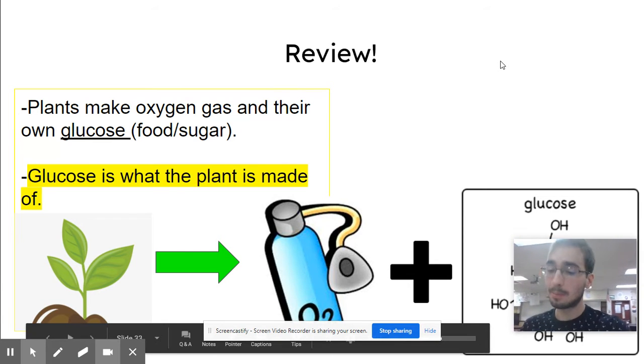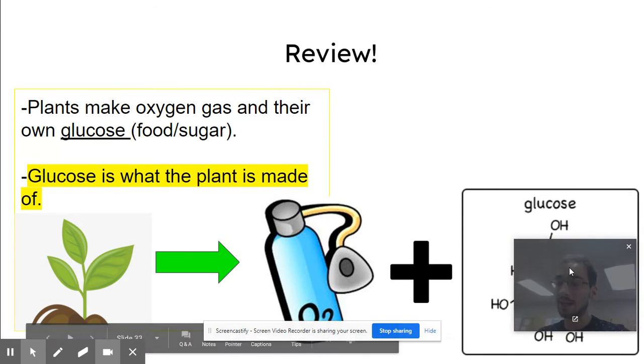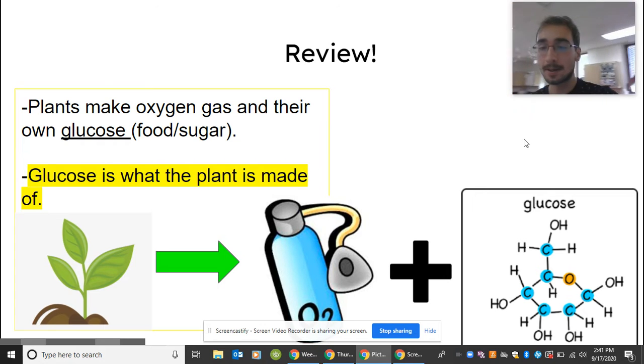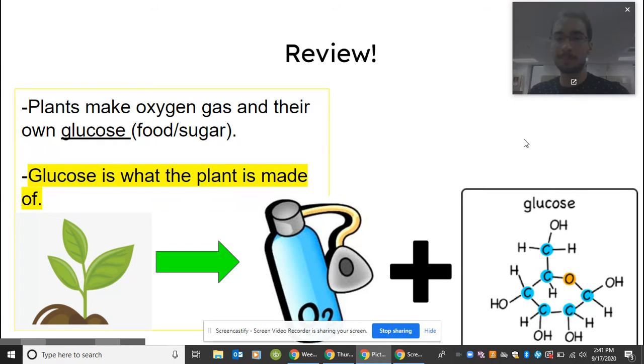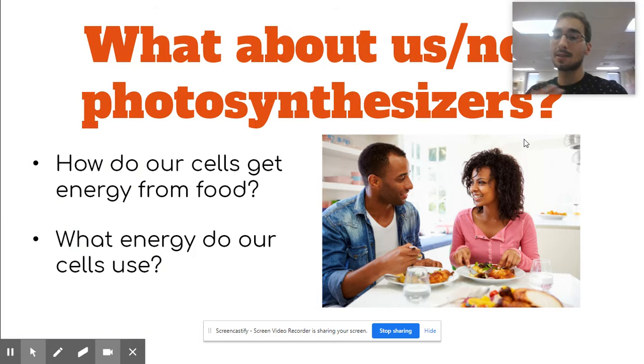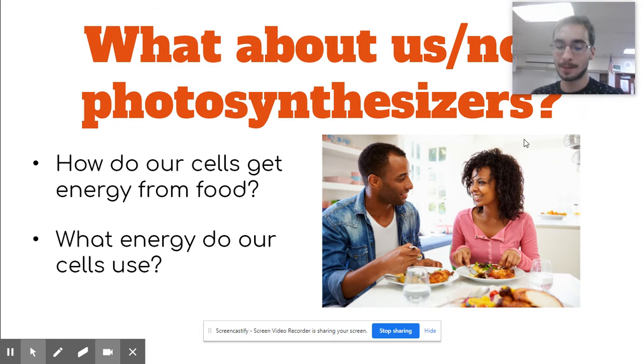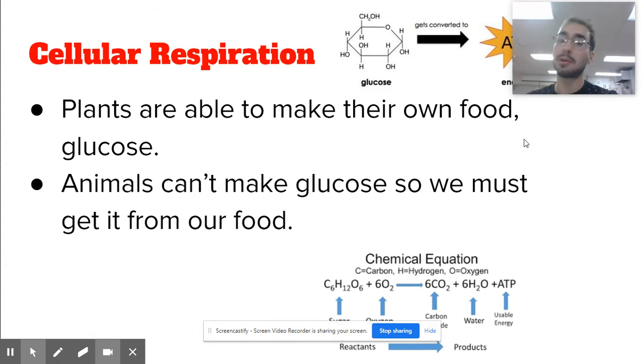Here's some review. So remember, plants make oxygen gas and glucose during the process called photosynthesis. Glucose is what the plant is made of. And unlike plants, we are a little bit more useless. We can't make our own food, so we have to eat it. And that's how we get our energy, and that's what we'll learn about today.